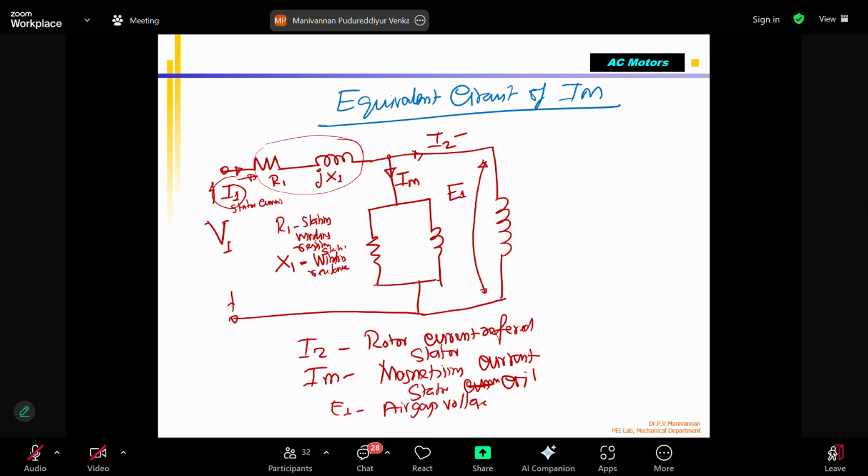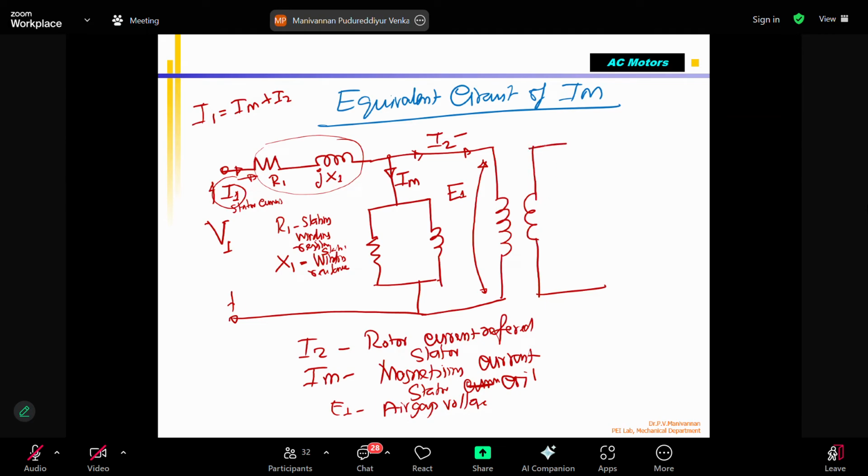It's called the air gap voltage. And now this is I2, correct? This is IM. We know that I1 equals IM plus I2. Okay, that is one thing. Then this is the stator. The rotor part I am drawing now.